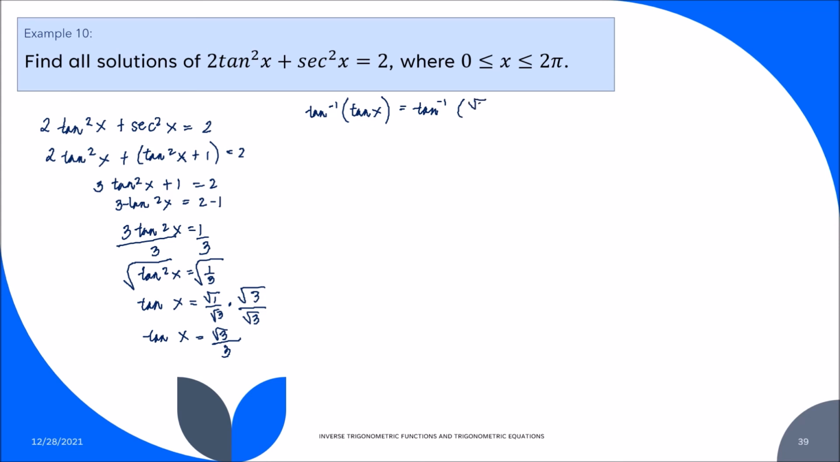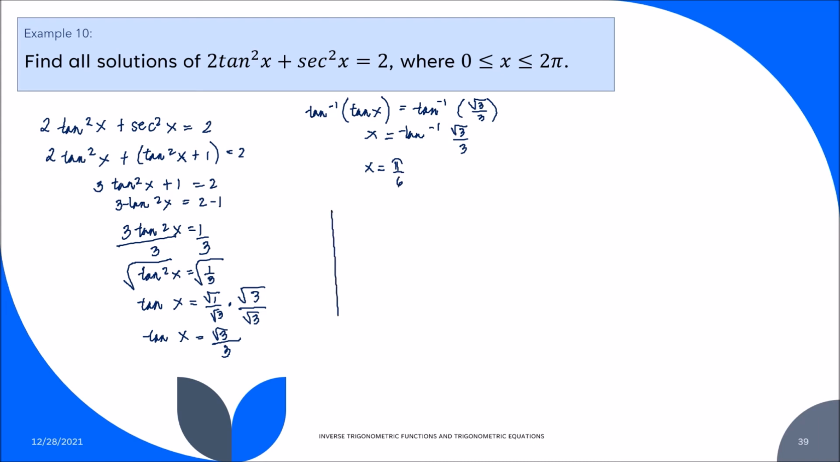Then we have square root of 3 over 3. Applying the inverse property, this will be equal to x. Then we have the inverse of tangent square root of 3 over 3. Using your calculator or your hand trick, you can see that x is equal to pi over 6.